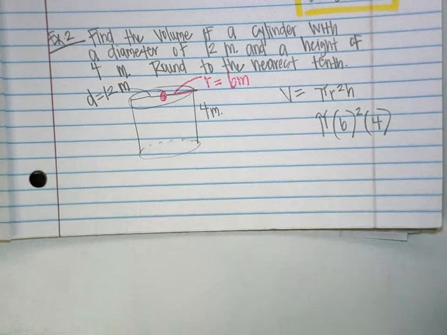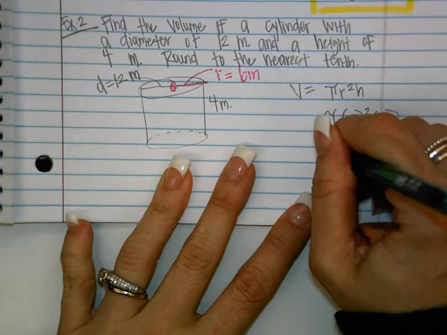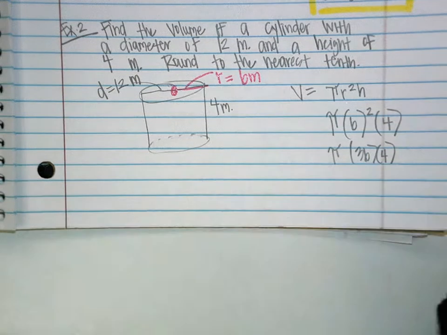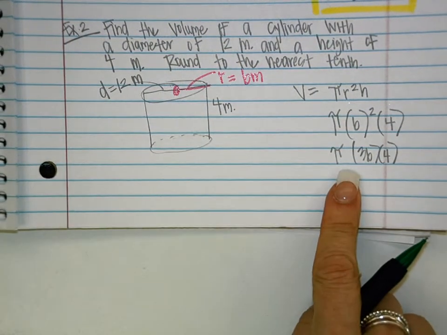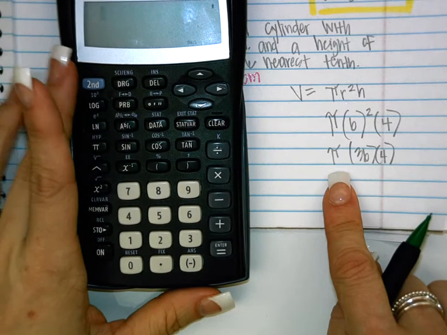So what would you do first there? Exponents. So we're really going to do pi times 6 squared is 36 times 4. You can use a calculator for this. So we're going to use the pi button. I don't have to plug in 3.14.